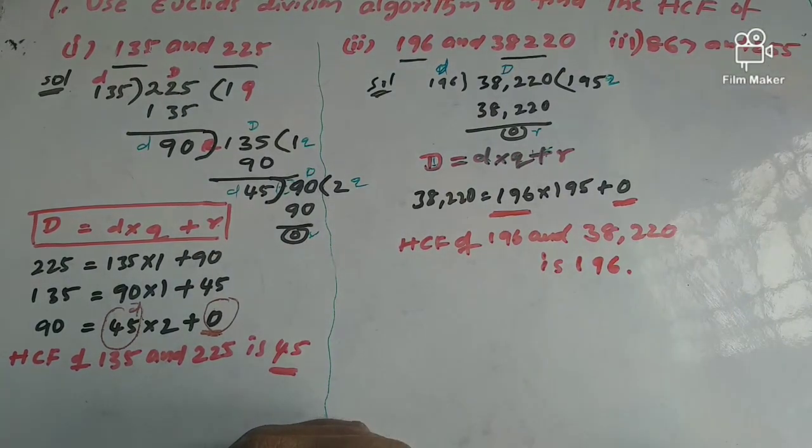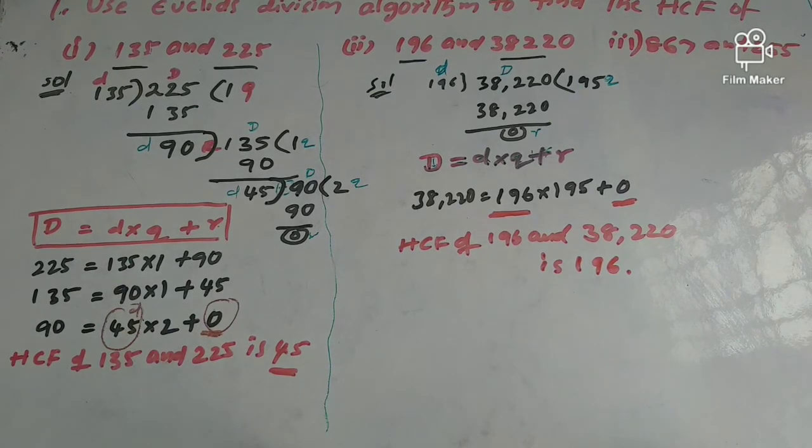So dear students, there is a third bit, 867 and 255. Okay, you can try, you will get it very easily.